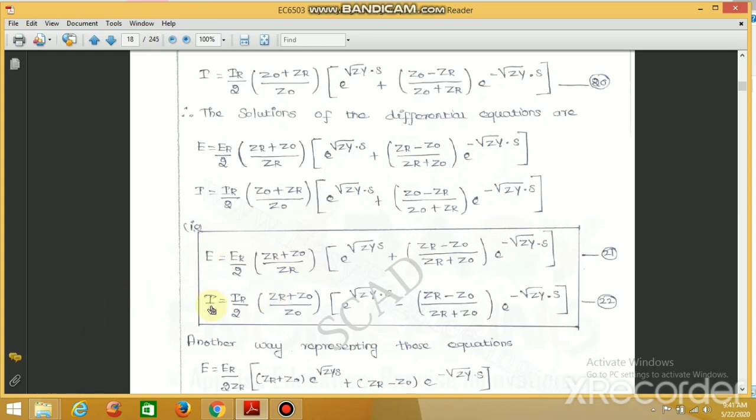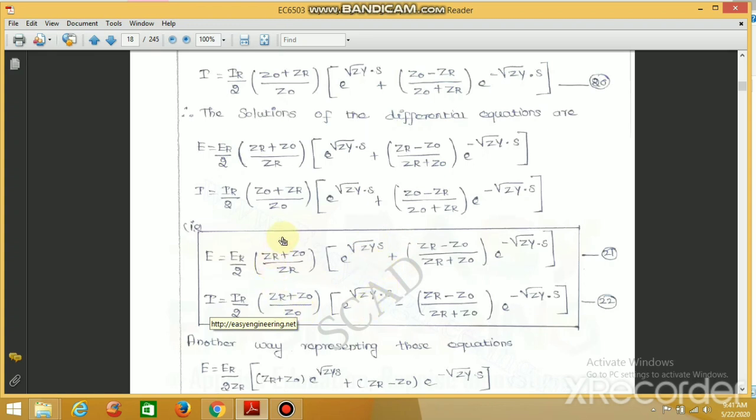So E and I, that is the voltage and current, have been calculated, and that is nothing but the general solution for the entire transmission line, where Z0 is the characteristic impedance, ER is the receiving end voltage, IR is the receiving end current, ZR is the receiving impedance, and S is the distance of the line.